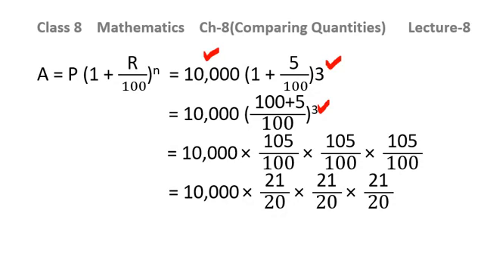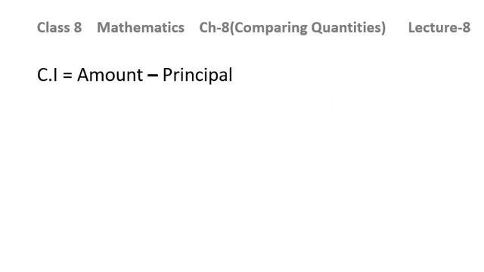And after solving 105 over 100 and cancelling out, you will be getting 10,000 into 21 over 20. Three times you will be writing it, 21 over 20 into 21 over 20 into 21 over 20. So after solving, you will be getting 11,576.25. So this is the amount in the first case we have calculated. We need to find the compound interest also.